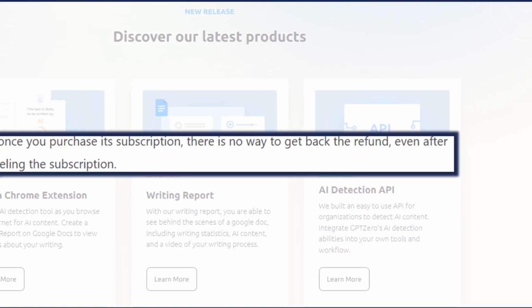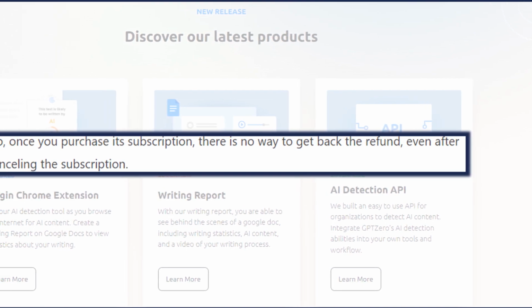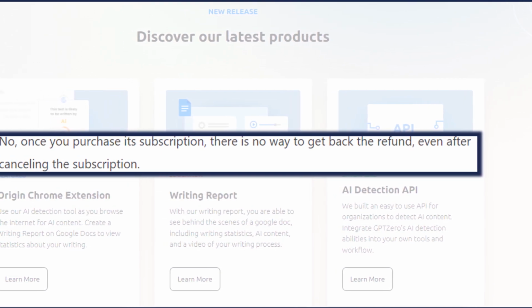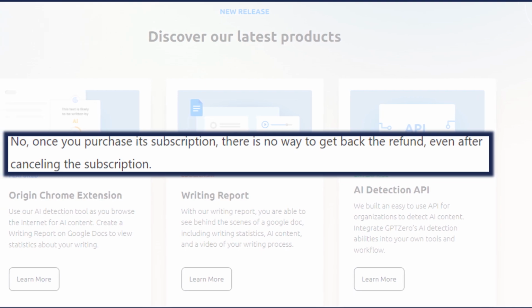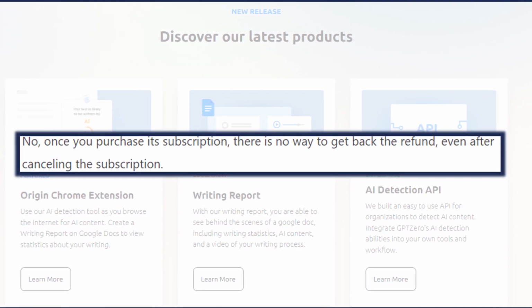Last question, can I get a refund from GPTZero? No, once you purchase its subscription, there is no way to get back the refund, even after cancelling the subscription. Only by using these methods you can cancel GPTZero subscription.